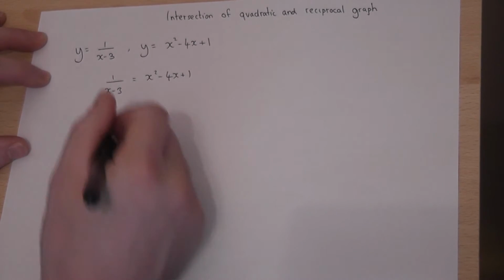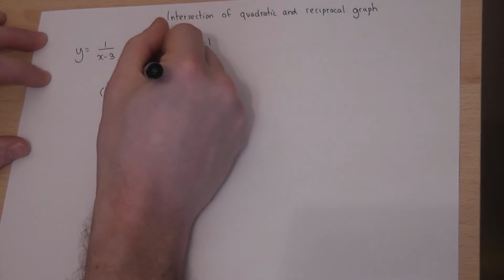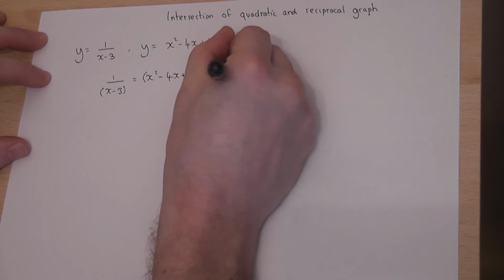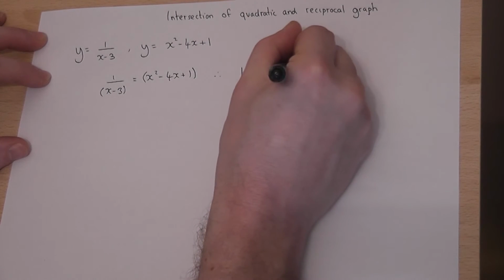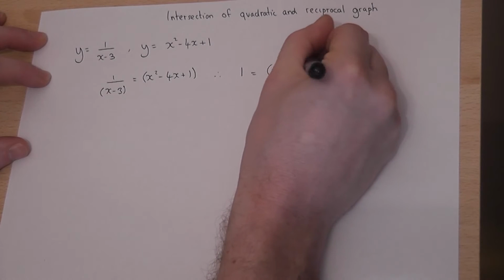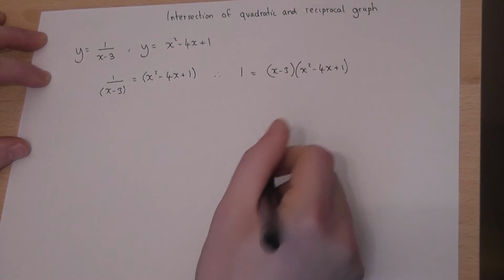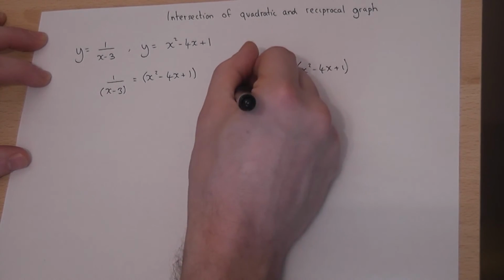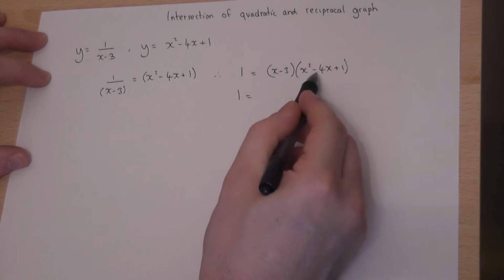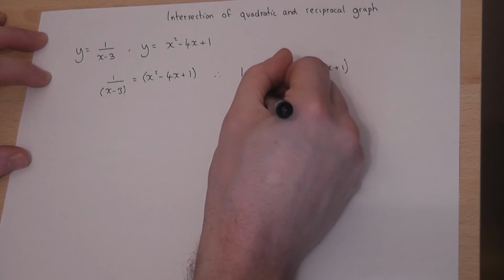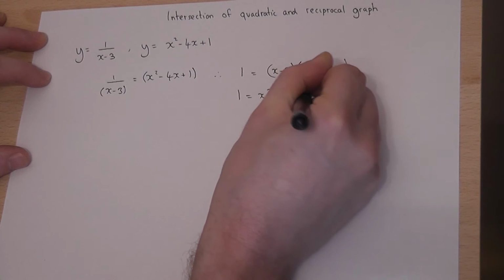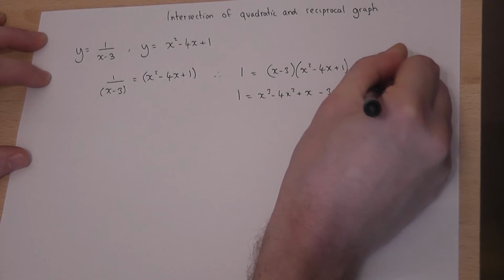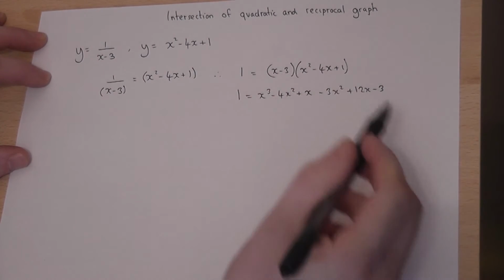i.e. solve this equation. So if I put brackets around the bottom and the top, like so, and then times up by x minus 3, I get 1 is equal to x minus 3 bracket x squared minus 4x plus 1. So if I now expand this right hand side, I get 1 is equal to, so I times by x through and then times by minus 3, x cubed minus 4x squared plus x, and I times by x, take away 3x squared plus 12x minus 3, and I times by minus 3.